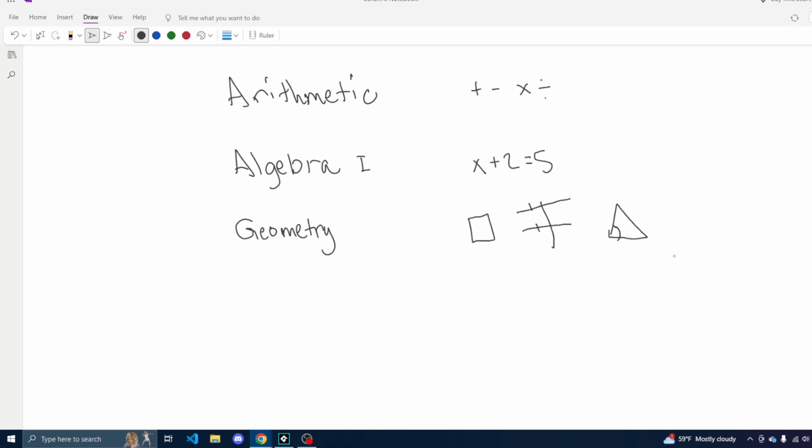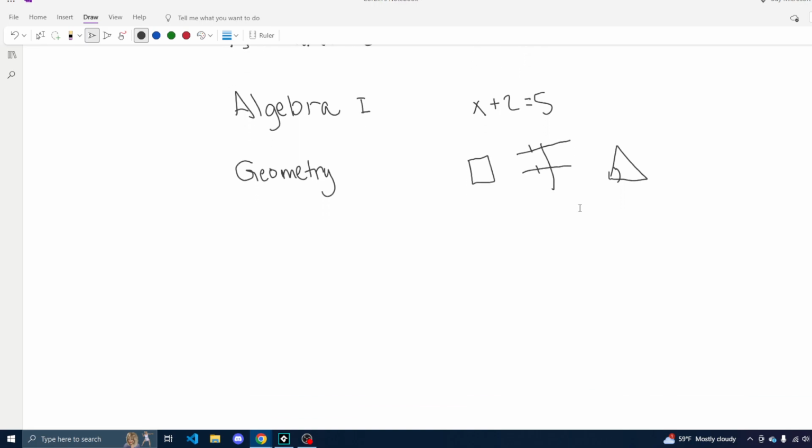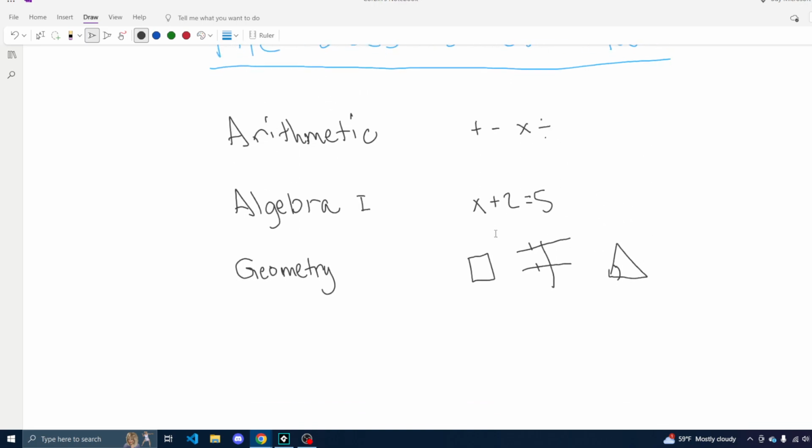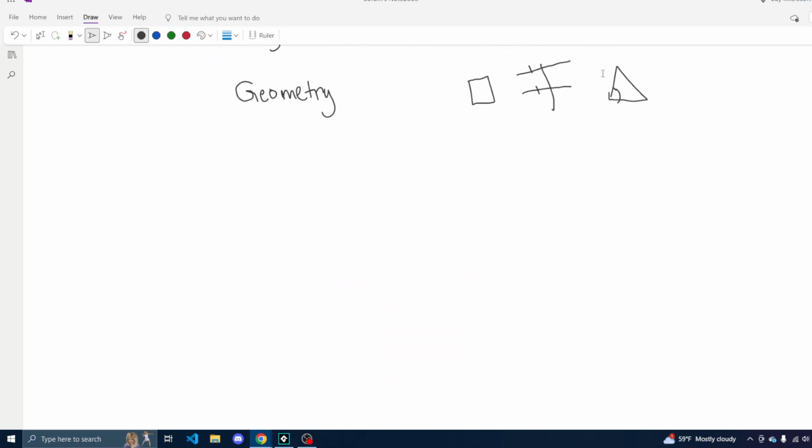And geometry, again, as you can probably imagine, is really important for real-world applications. Anytime you want to build something, you're going to have to know at least some sort of geometry. Whether that is a speaker box, a house, a fence, anything like that, you probably need to know at least a little bit of geometry.